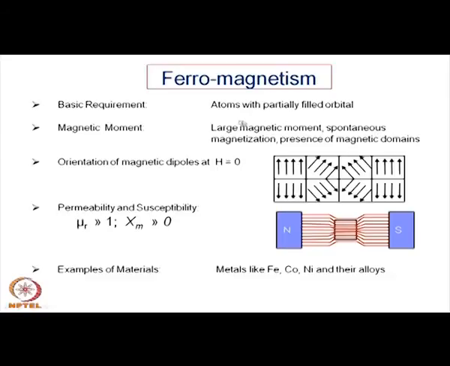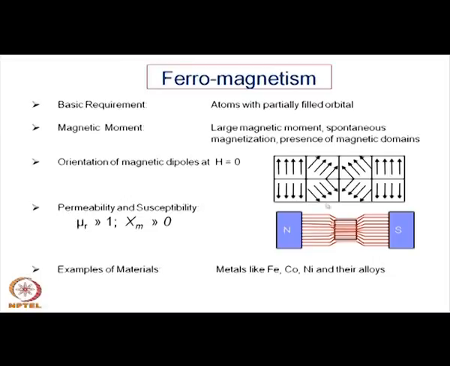Okay. It is identical or analogous to ferroelectric material in presence of the electric field. So, they have a large magnetic moment, spontaneous magnetization. So, even in the absence of a magnetic field, they are magnetized, and the presence of magnetic domains, just like ferroelectric domains we have seen earlier. So, within this domain, the magnetic moments are aligned in a particular direction. However, the neighboring domains may have a different orientation.